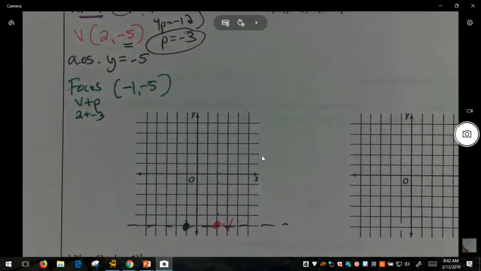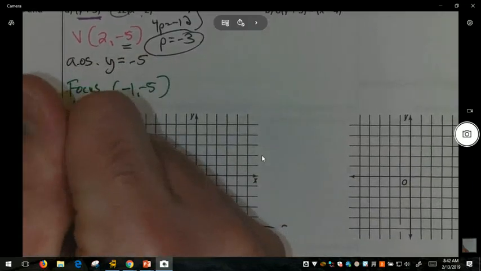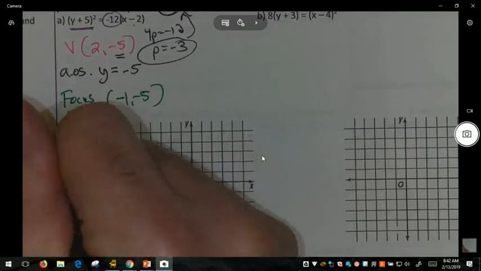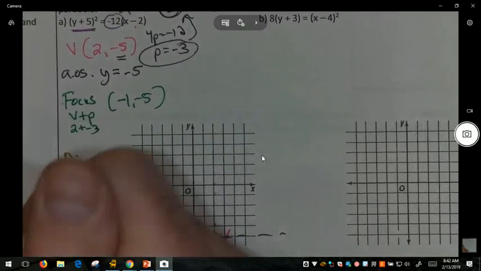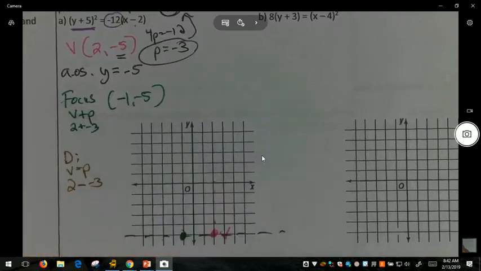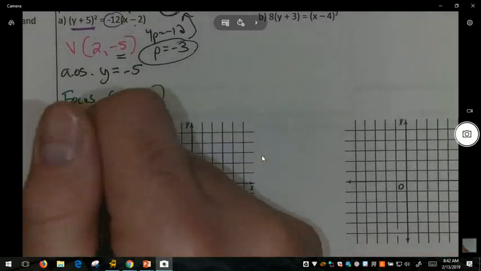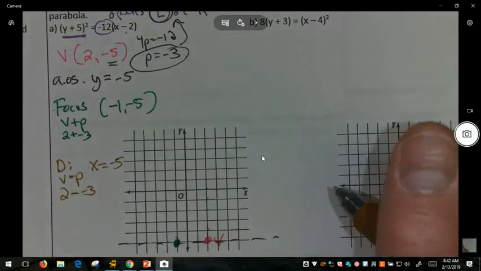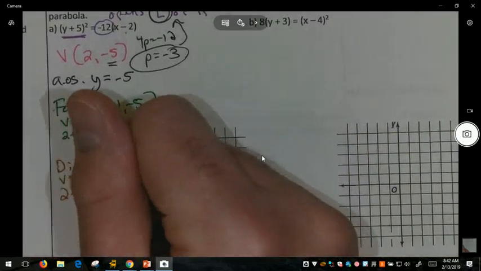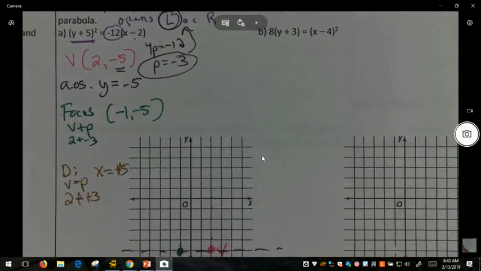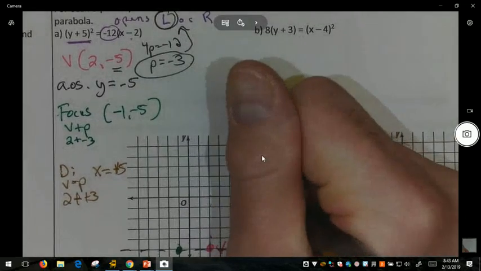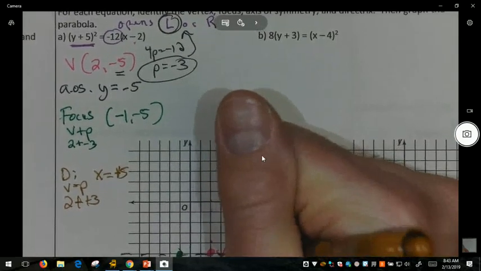And lastly, our directrix is going to change the x as well, but it's vertex minus p. So I have 2 minus negative 3, which is negative 5. X equals negative 5. So there's 1, 2, 3, 4, wait, I'm sorry, positive 5. 2 minus negative 3 is positive 5. So there's 1, 2, 3, 4, 5. It's going to be this vertical line.